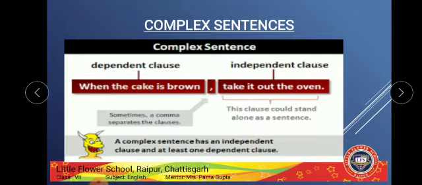But when you join these two clauses, when the cake is brown, then comma, take it out of the oven.